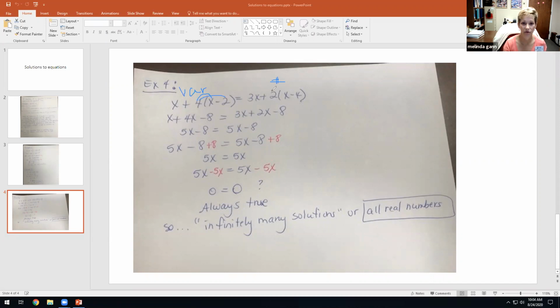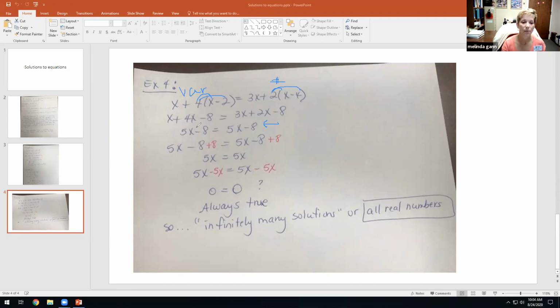And then over here I do 2 times x, that's where I got my 2x, and then minus, and then 2 times 4 is my 8. Okay, well, x plus 4x is 5x. And then over here, 3x plus 2x is 5x. Now, some of you could stop right here and know what to write. I didn't notice, so I kept going. Okay, isn't 5x minus 8 always going to equal 5x minus 8? Isn't it always going to equal itself?